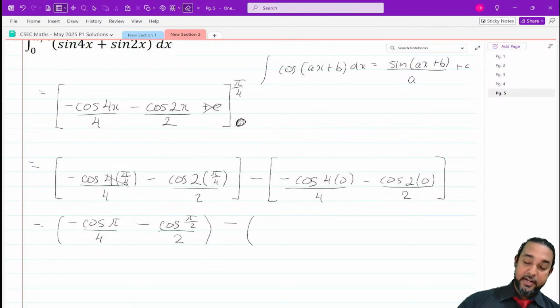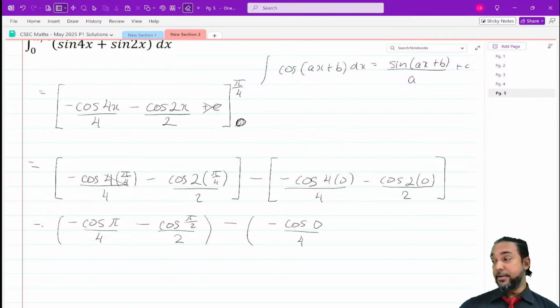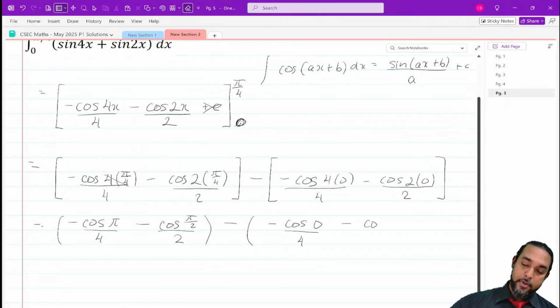4 by anything by 0 is just 0. So you have negative of cosine of 0 all over 4. Now the interesting thing is that the cosine of 0 is not 0. So you have to know that, which of course you all won't know because you didn't do trig as a topic. Anyhow, 2 by 0 is 0, and you have cosine of that.